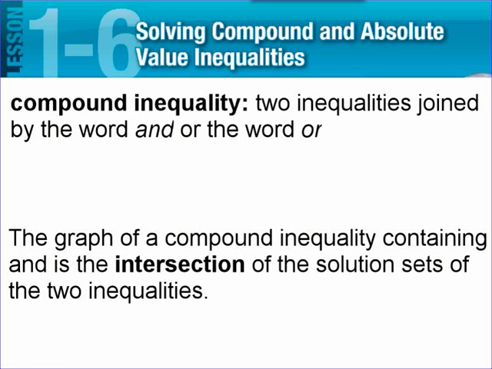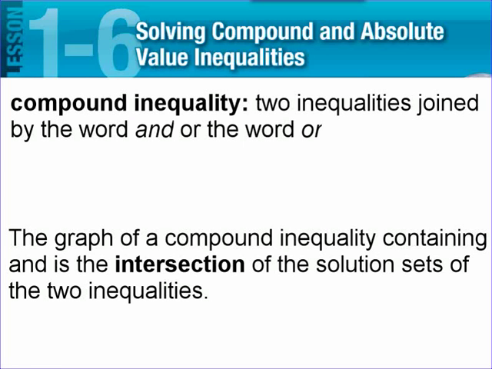Now this is taken off of page 41, so you can follow along there if you want to. The thing at the bottom of the slide says the graph of a compound inequality containing and is the intersection of the solution sets of the two inequalities. Now this isn't going to make a whole lot of sense until we look at a few examples, but remember that when we use the word and, it means intersection. When we use the word or, it's going to mean something different.